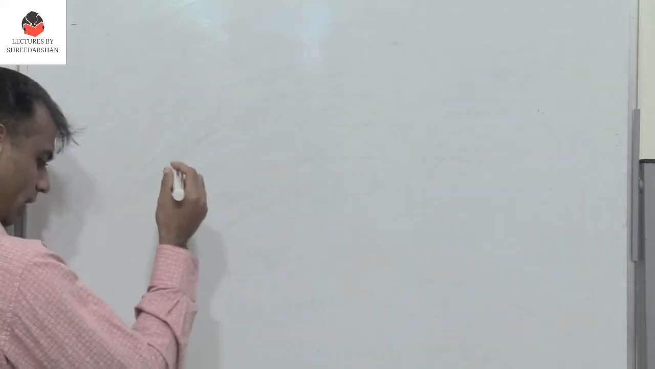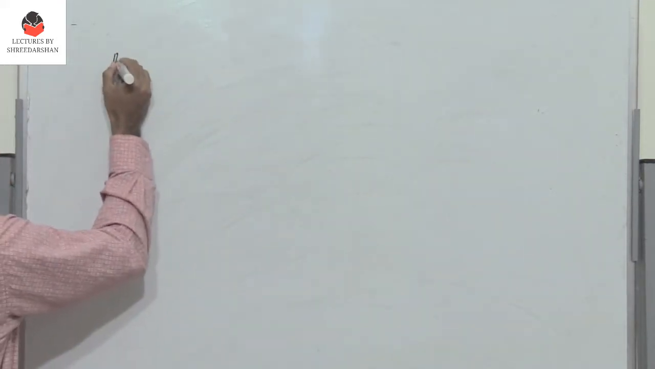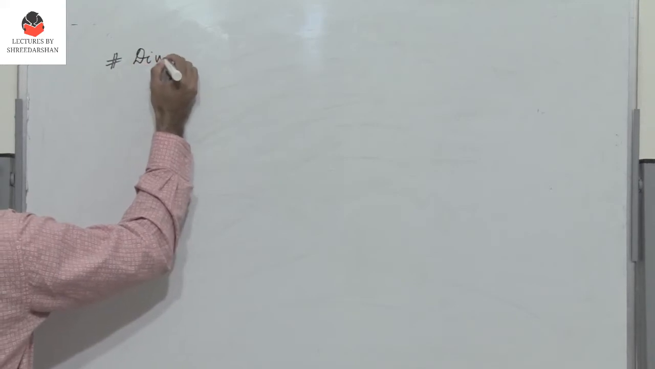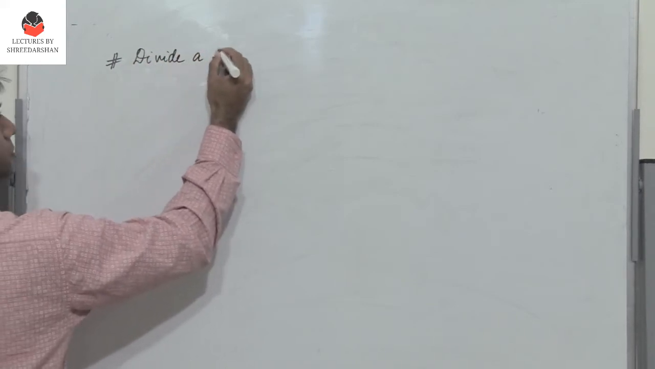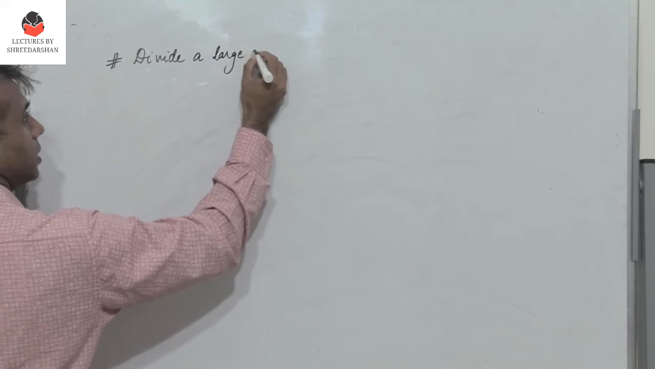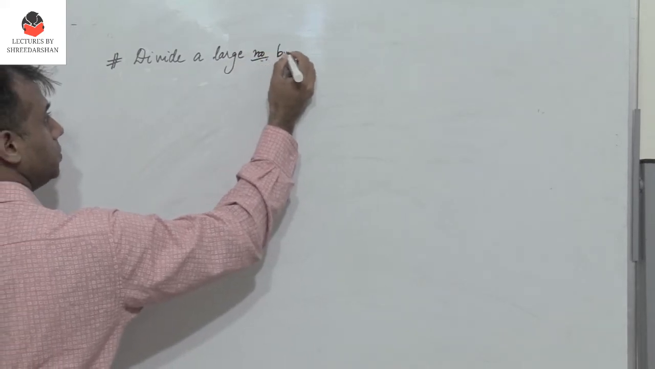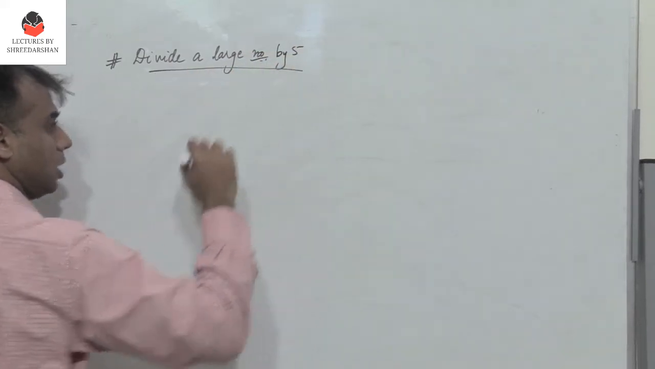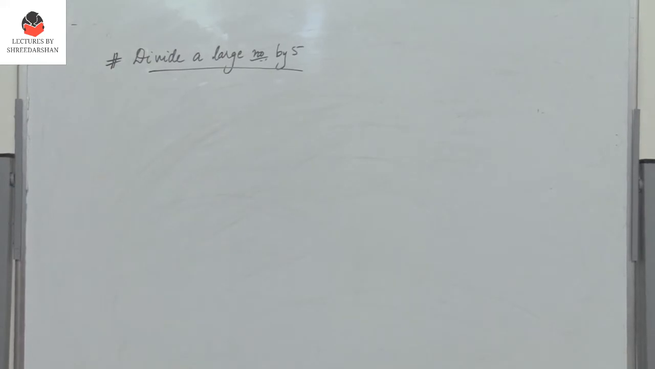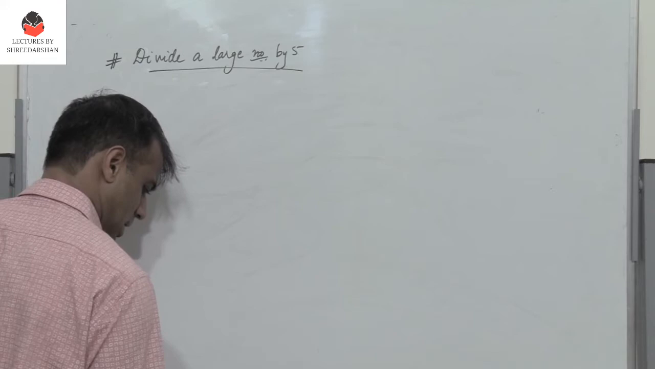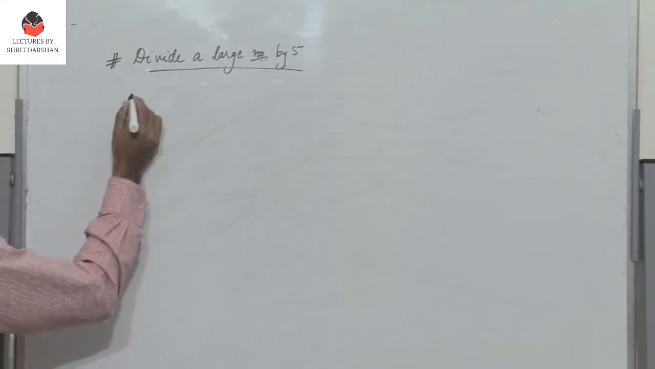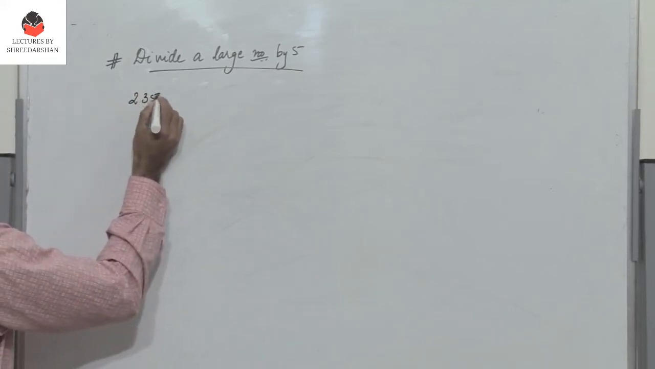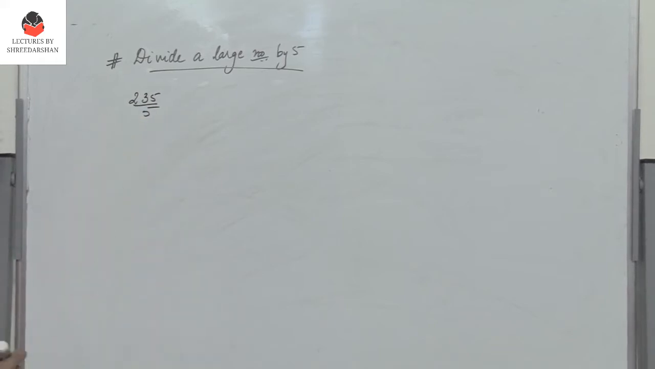If I need to divide a large number by 5, then what do I do? By using some of the principles of Vedic mathematics, let's see how we can find the answer. Let's say I need to divide 235 by 5. There is no need to divide the given number.